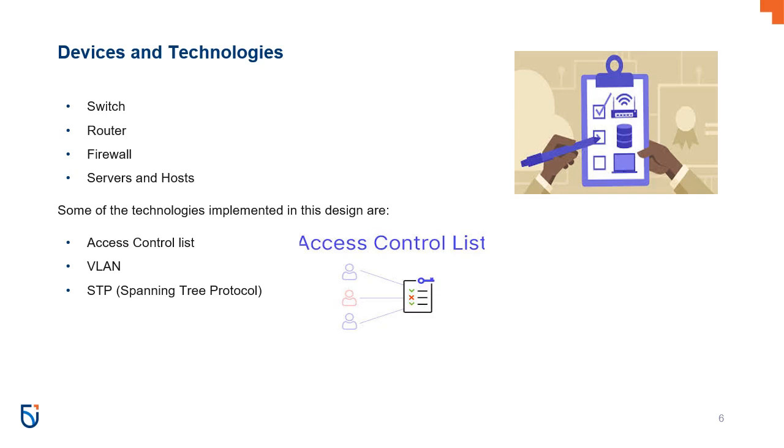Some of the technologies implemented on this design are access control lists. It's a policy used in filtering routing protocols, permit or deny traffic flows, and to redirect traffic based on the set policy. Also, this policy or rules is processed from top to down until it hits the first match. The access list is then processed only when a condition is met.